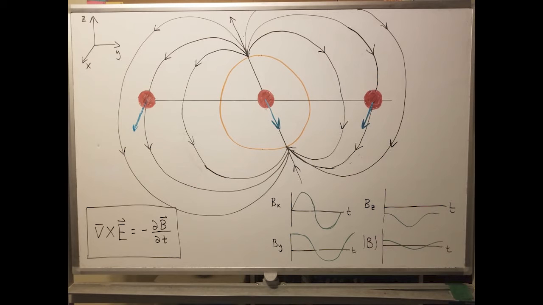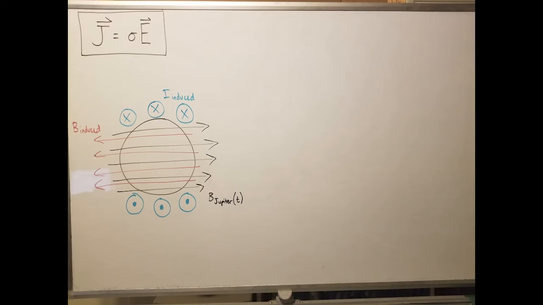Because we have a time-varying magnetic field, we can see with Faraday's law that it will induce an electric field. That electric field can source a current. This current is related to the electric field and the conductivity by Ohm's law, which tells us that the volume surface charge density is equal to the conductivity times the electric field.